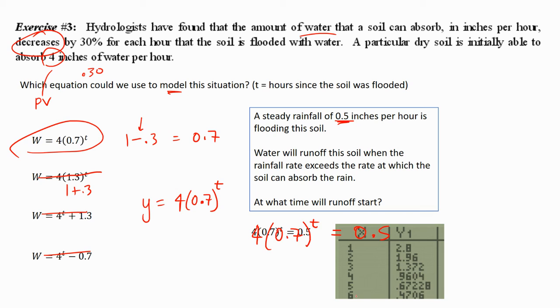And so at some point between the 5th and 6th year, or 5th and 6th hour, it goes from 0.67 to 0.47. So the value of 0.5 was somewhere in between there. So we could say between 5 and 6 hours. Eventually, we'll learn how to solve these equations exactly and find the exact value, but we would need something called a logarithm in order to do that.